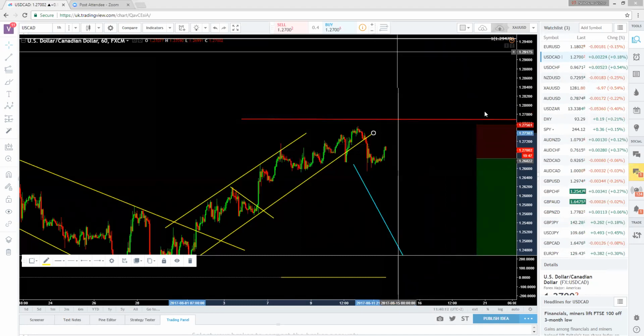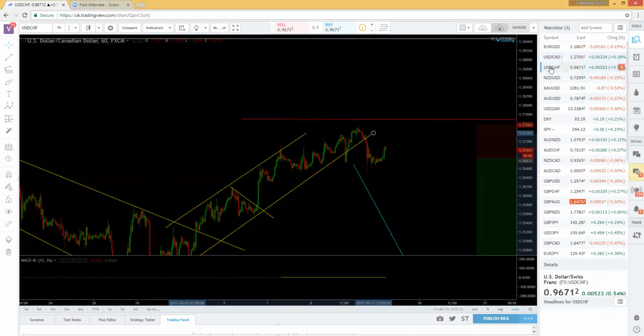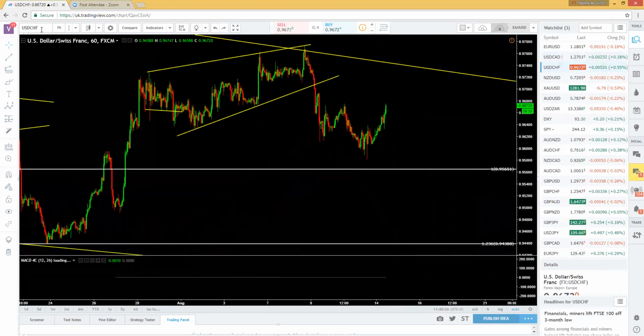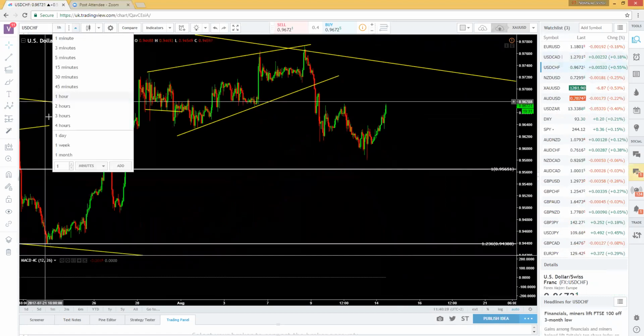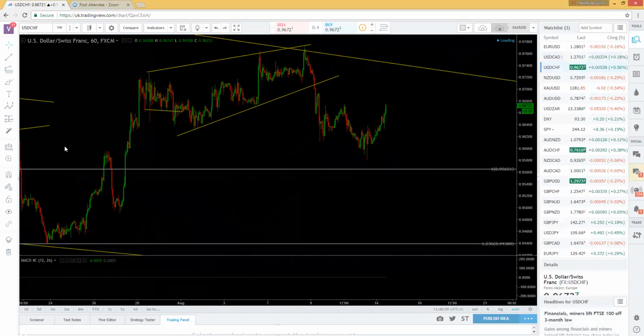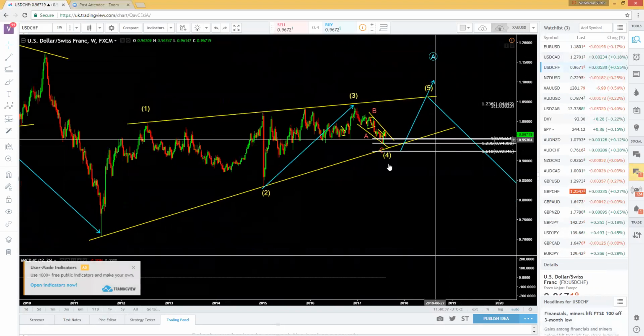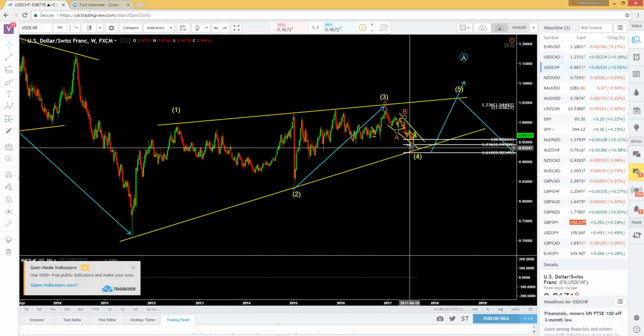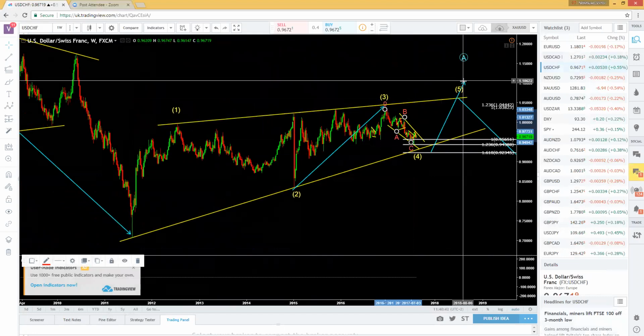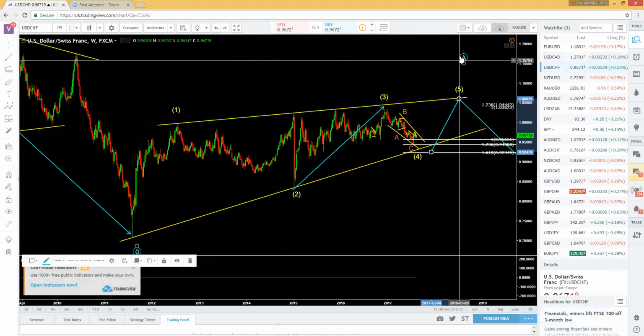Next pair, US dollar Swiss franc. This is dollar strength at the moment. So US dollar Swiss franc, just to show on the weekly how we're looking at this. Also, this one was discussed last week. The overall structure was discussed. We're looking at a leading diagonal in wave A here. It's a leading diagonal in wave A.